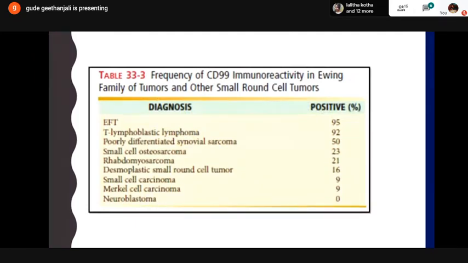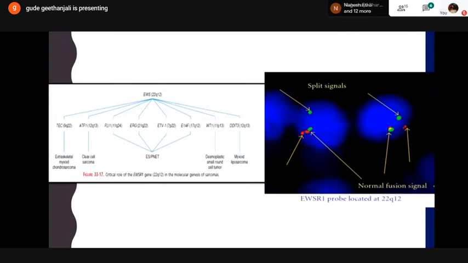Because CD99 is a non-specific marker, it is also seen in a lot of other tumors, which are the lymphoblastic lymphomas, poorly differentiated synovial sarcoma, small cell osteosarcoma, rhabdomyosarcomas, DSRCT, small cell carcinoma, Merkel cell carcinoma. Neuroblastoma is not positive for CD99. But in Ewing sarcoma, we should recognize the diffuse strong membranous positivity for CD99.